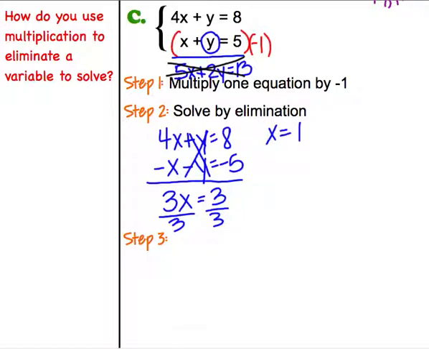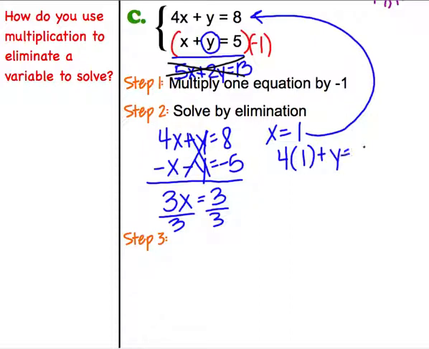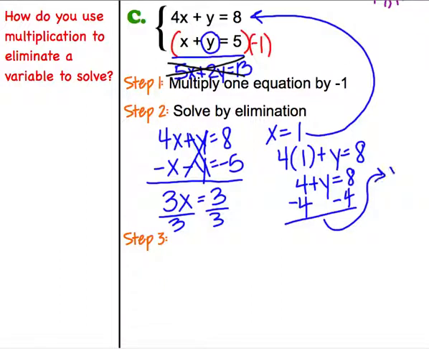And then I'm going to go ahead and put this back up in here, which means I'll have 4 times 1 plus y equals 8. So 4 plus y equals 8. Subtract 4 from both sides, which gives me y is equal to 4, which means my ordered pair solution would be 1, 4. And obviously here the final step is going to be to check.